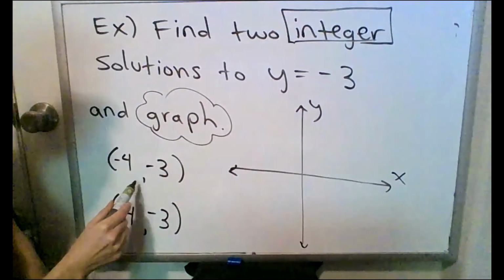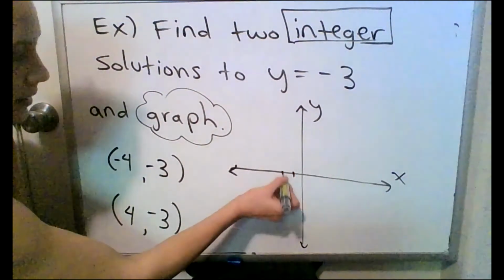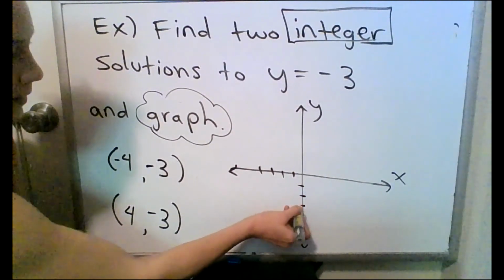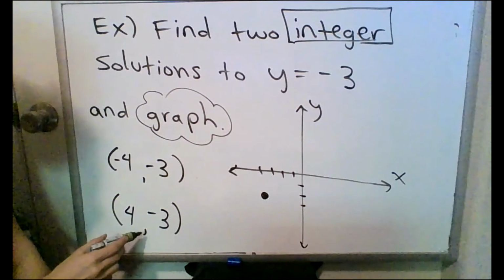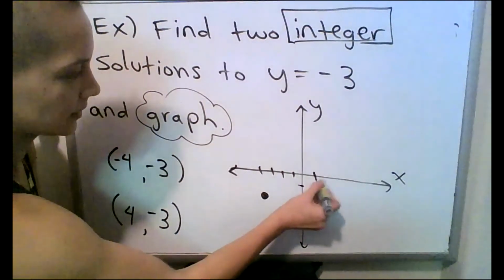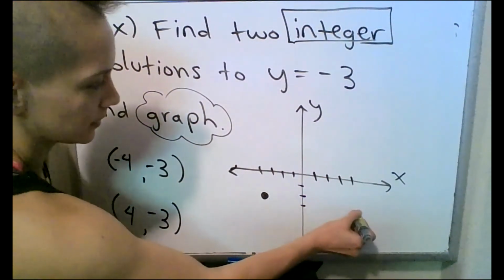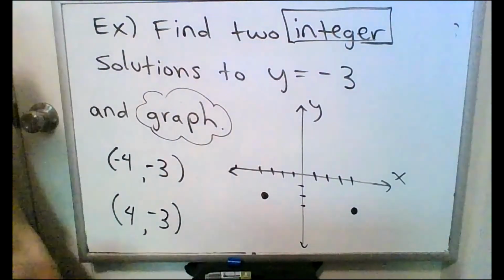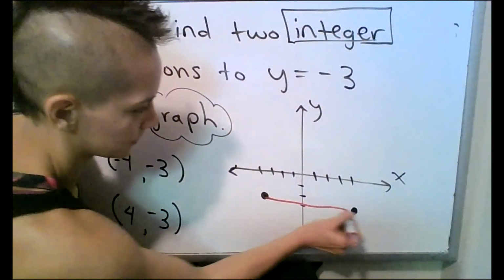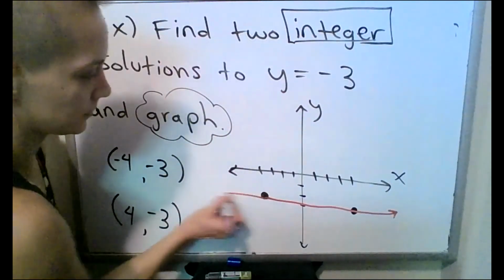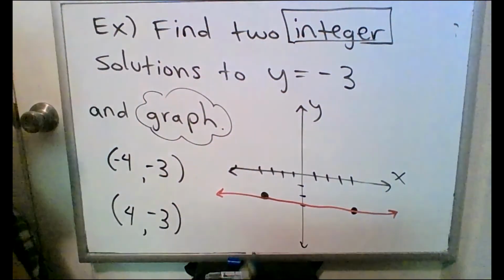So you're going -4 for x, down 3 for y. +4 for x, down 3 for y. And then a straight line through those points, to get y equal to -3.